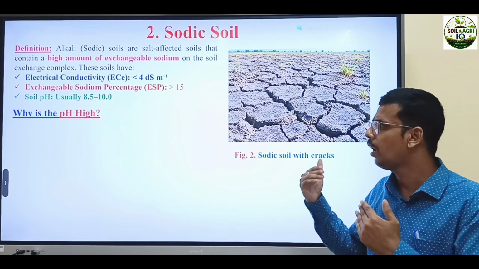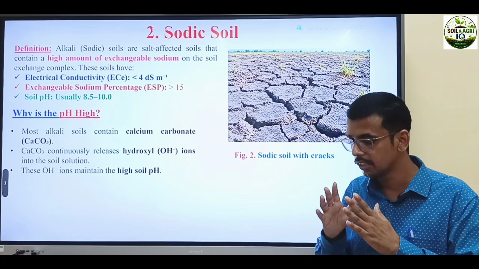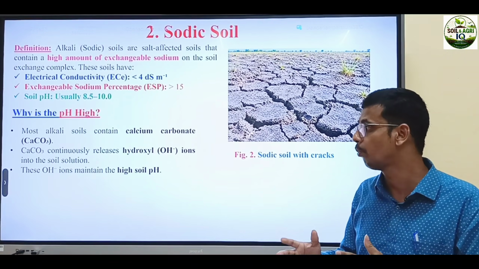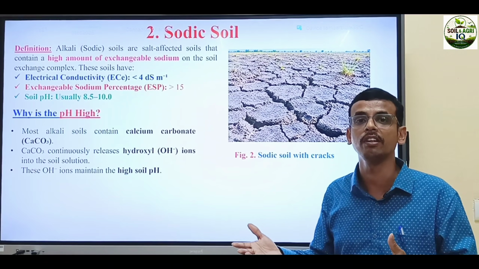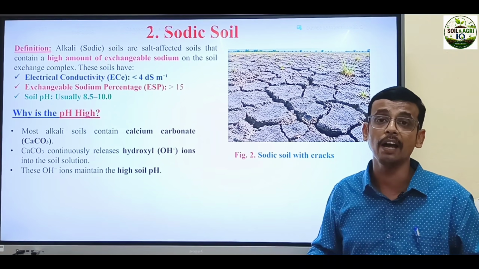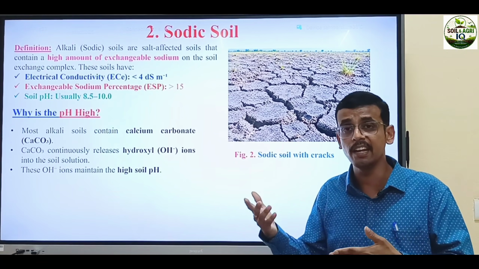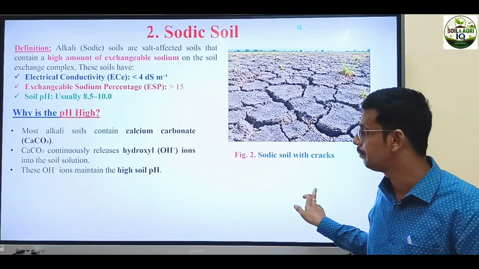Then why is the pH high? So the question is why pH is high. See, because this soil mostly contains calcium carbonate. Due to hydrolysis of calcium carbonate, it produces calcium hydroxide, and this generates hydroxyl ions. Obviously hydroxyl ions will increase the soil pH, and again sodium is there. Sodium also increases the pH of the soil.